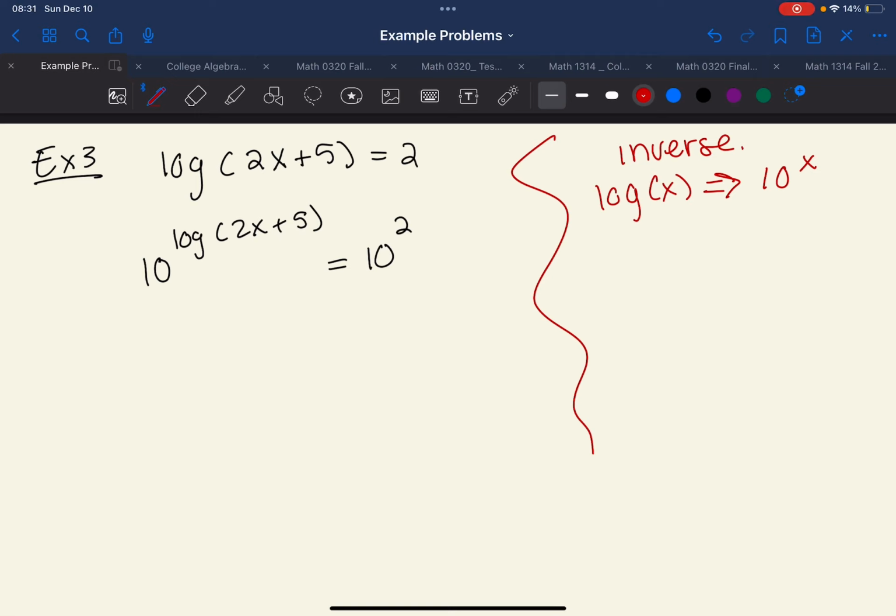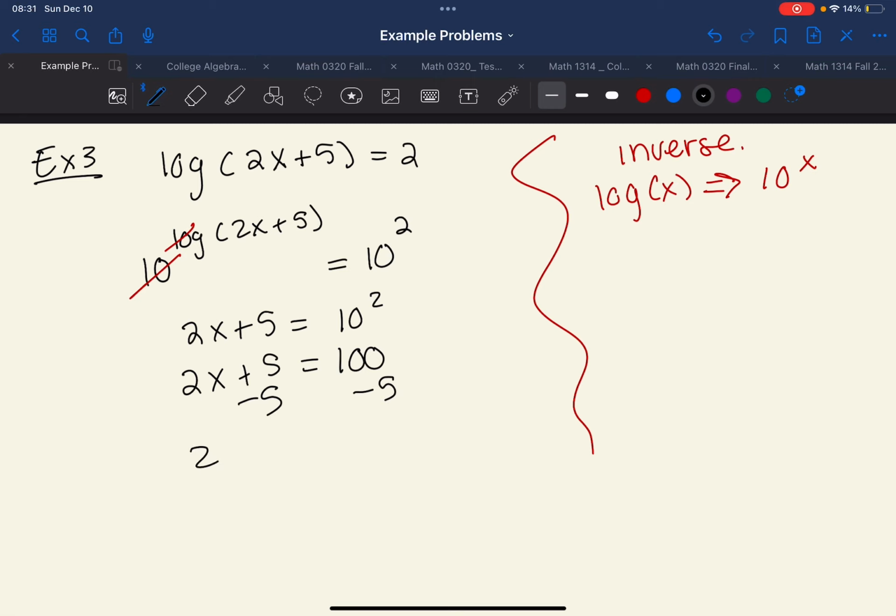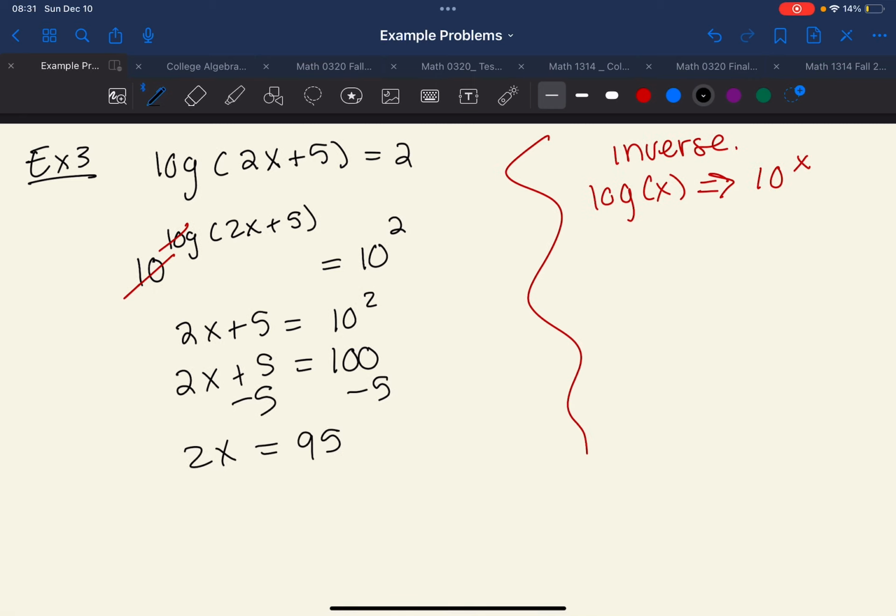The 10 and the log cancel out. So I'm left with 2x plus 5 is equal to 10 squared. We know that 10 squared is 100, so 2x plus 5 is equal to 100. And then we just solve for x. So I'm going to subtract 5, and I get 2x is equal to 95. And then divide by 2, I get x is equal to 47.5. So that is my answer.